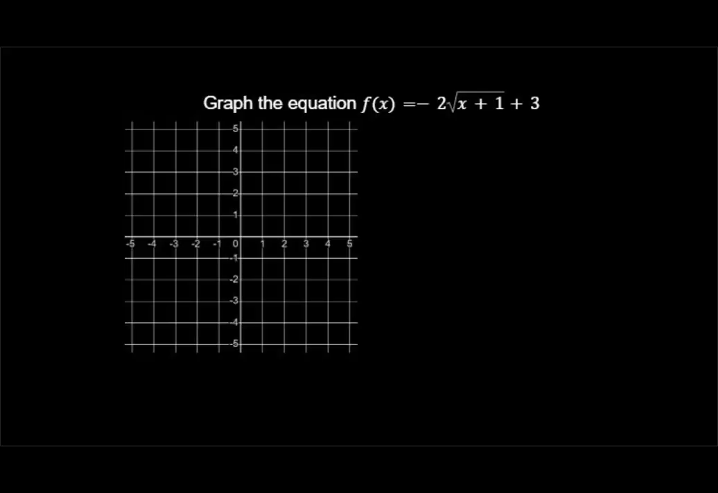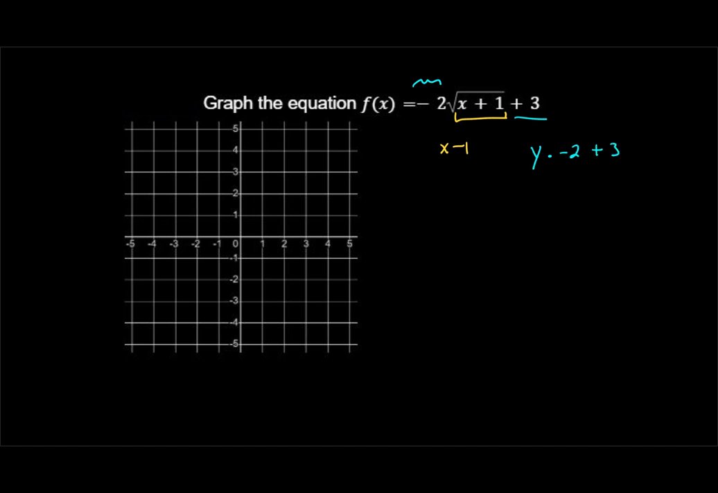In this example, we're going to be graphing the equation f of x equals -2 times the square root of x plus 1, and then on the outside we have the plus 3. So applying the same transformation rules, inside x opposite, so I see x plus 1, means I'm going to be doing x minus 1. In the outside numbers, we have the times -2 and then plus 3. So I'm going to do y times -2 and then plus 3.